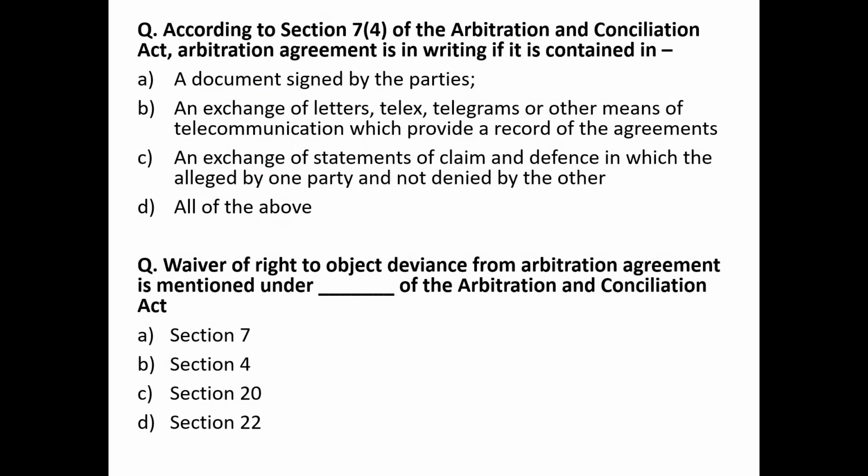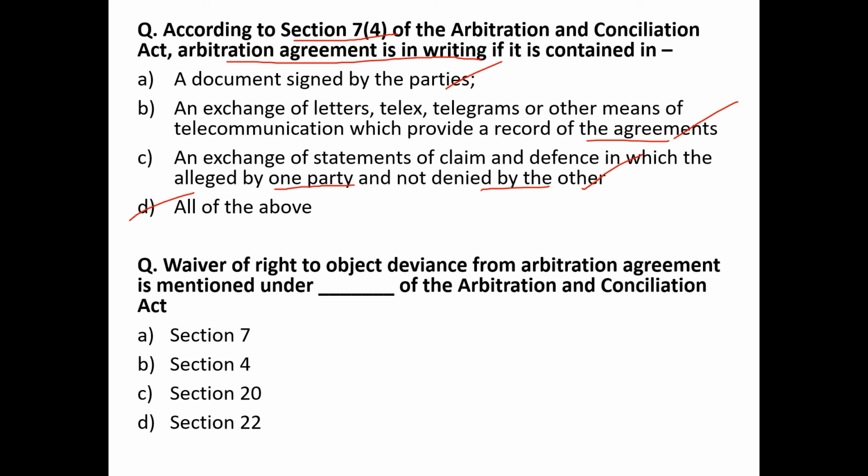Next question. According to Section 7(4) of Arbitration and Conciliation Act, arbitration agreement is in writing if it is contained in a document signed by the parties, correct? An exchange of letters, telegrams or other means of telecommunication which provide a record of agreement, correct? An exchange of statements of claim and defense in which the agreement is alleged by one party and not denied by the other, correct? So the answer will be option D, all of the above.